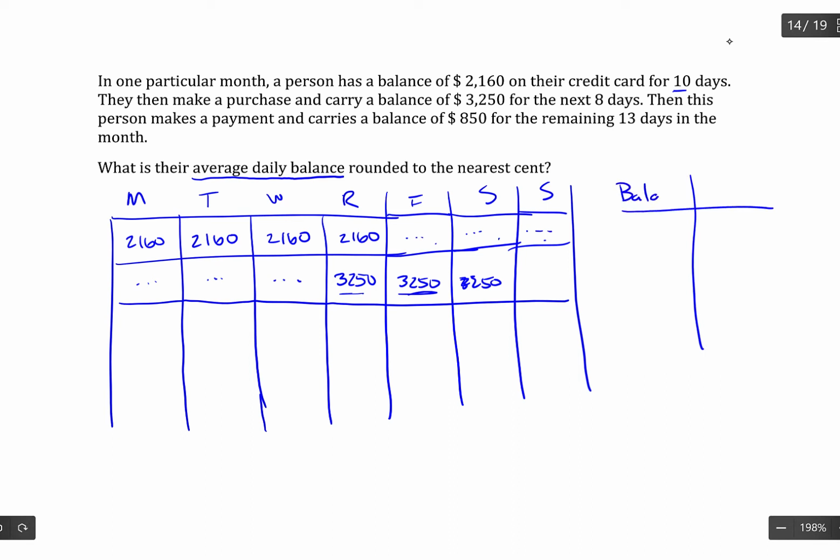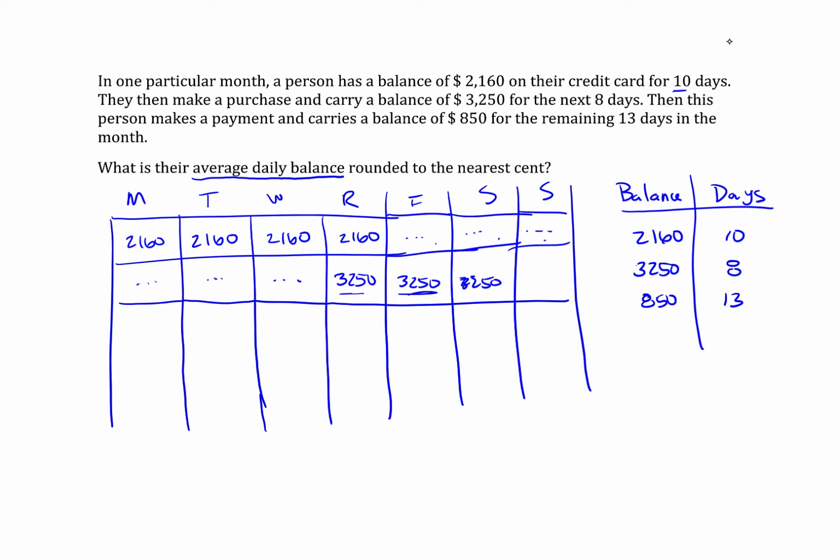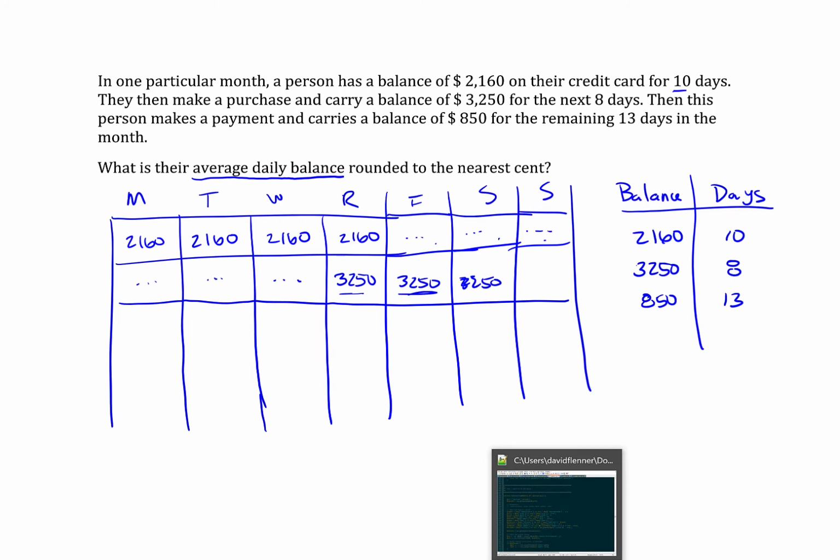So we have the individual balances and then the number of days they occur. $2,160 occurs for 10 days. $3,250 occurs for 8 days. And then $850 occurs for 13 days. Now instead of taking 2,160 plus 2,160 over and over again 10 times, we can just multiply 2,160 times 10.